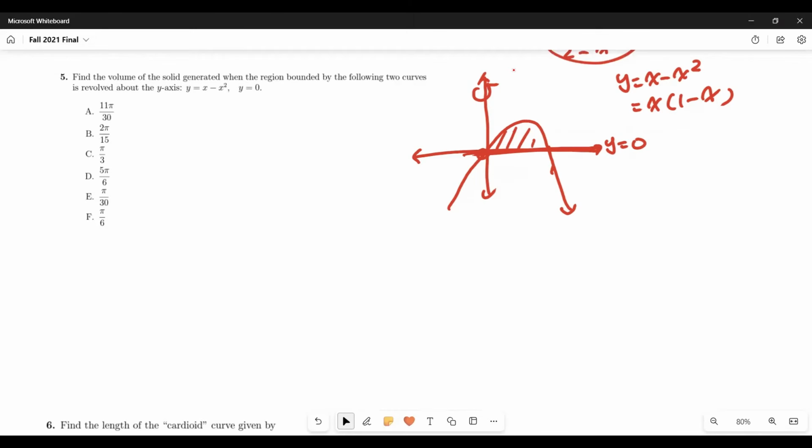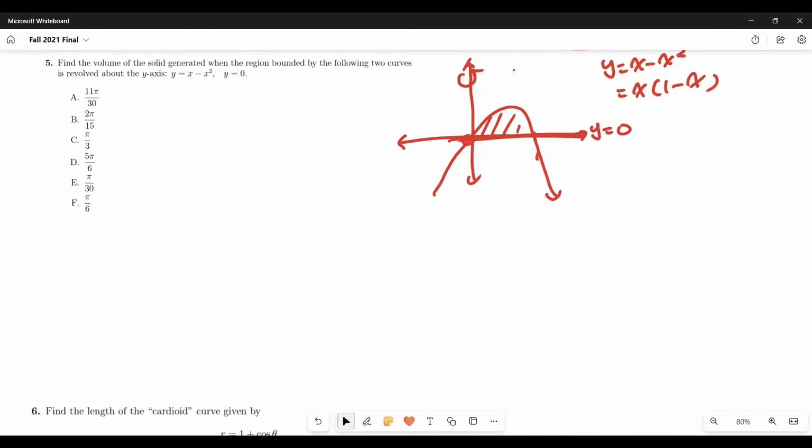If you notice, I don't really use the shell method very much because I am more of a fan of the other method. But I'm going to use the shell method because this one is much easier to solve with shell. So if you find the shell method easier, use the shell method. If you recall the shell method, it's parallel to the axis, right? So the cutting shape slice would be vertical like this. So okay, that makes life a lot easier.